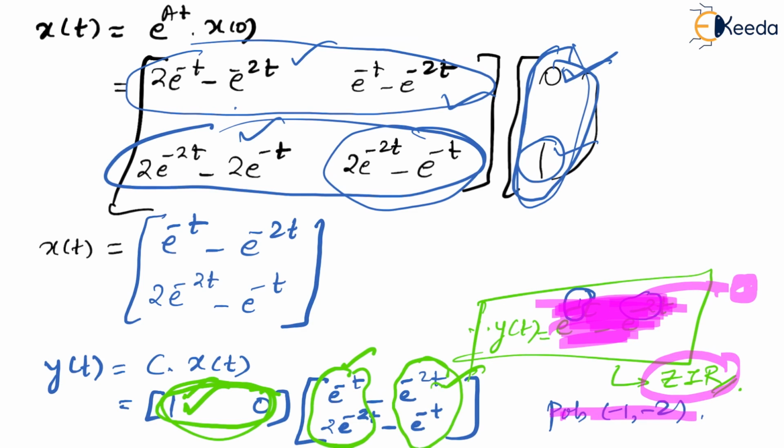Because see, input is not given, zero input response. If input is not given and at t tends to infinity my system response is 0, that means it is a stable system. Just imagine that you have not given the input, but still you have some output of the system. Then just imagine, you will be scared.